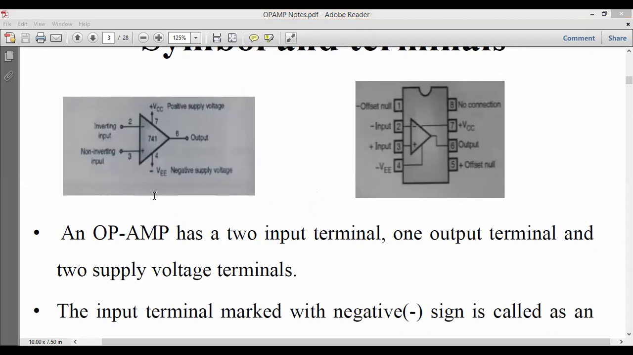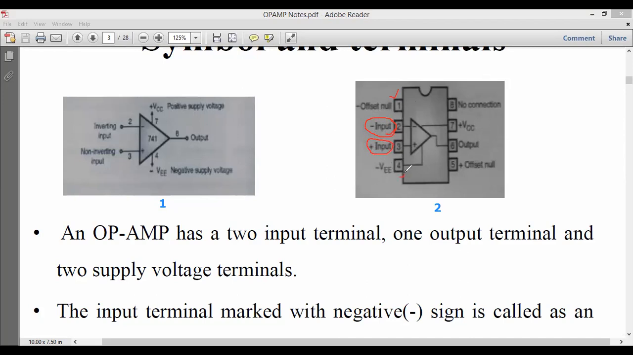In figure number 2 you can see the 8 pins. It is an 8-pin IC. Pin number 1 we call the null offset, which is not used when we connect our device. Pin number 2 is an input terminal of the op amp, which we call the inverting input. Pin number 3 is also an input terminal of the op amp, which we call the non-inverting input terminal.